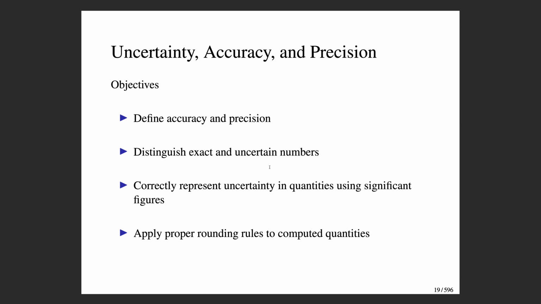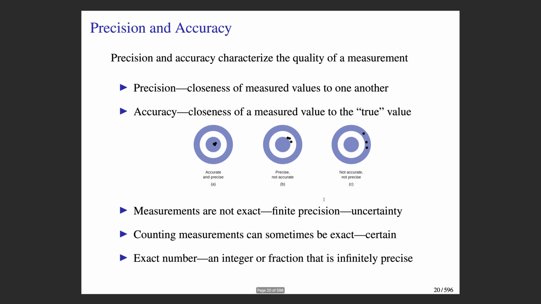So we'll talk about uncertainty in measurements, and we'll define the quantity's accuracy and precision. And then we will go through the tools that we use, these significant figures. These are the tools for representing the precision of a quantity. So, precision and accuracy sound similar, and they both are used to characterize the quality of a measurement, but they're not quite the same thing.